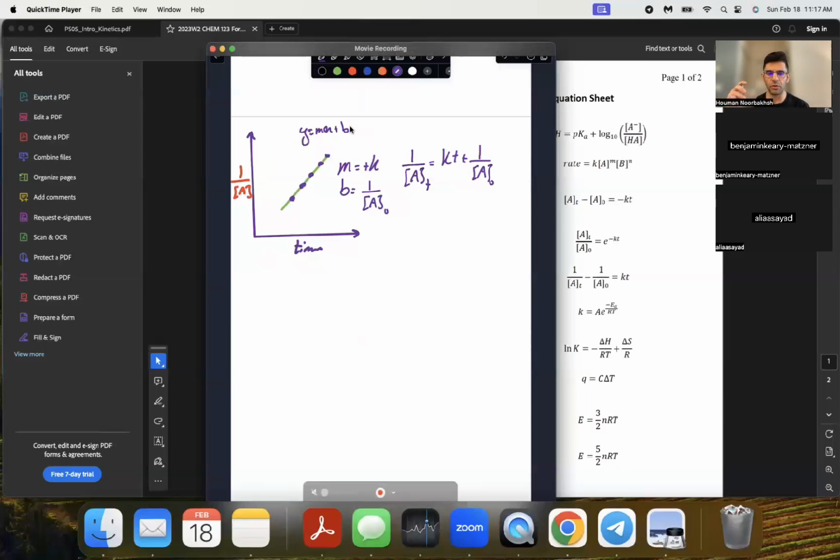That's pretty much it. We're going to be doing a bunch of questions on this. But before we do that, I'm going to introduce the equations for the half-lives too, and then we can practice together.